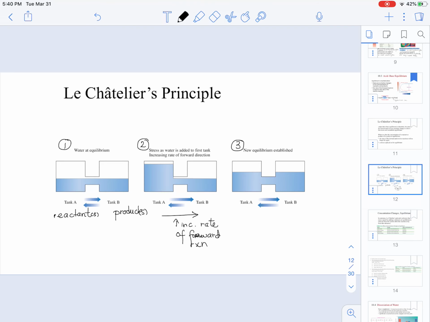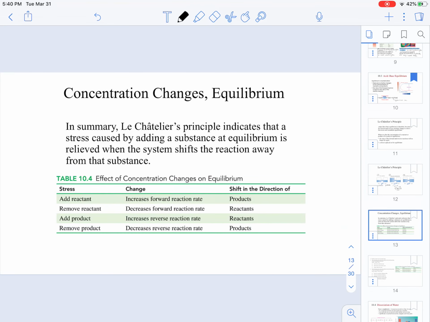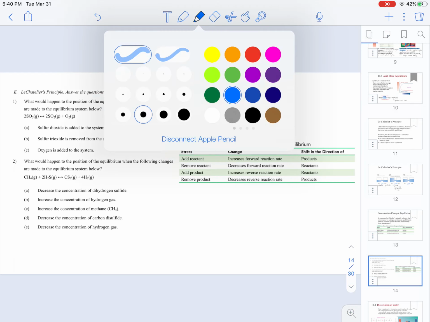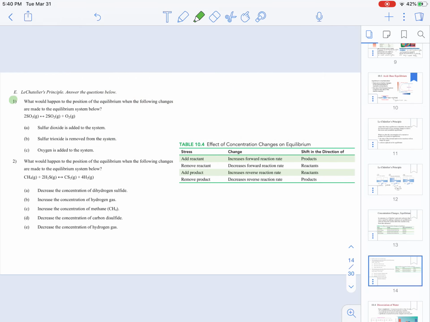Okay? These observations that summarize Le Chatelier's principle are all present in table 10.4. But instead of going through them one by one, I am going to go over the worksheet that specifically has problems where we can illustrate how Le Chatelier's principle is at work in an equilibrium reaction. On part E of the worksheet, we have two problems. I am specifically going to go through the first one.